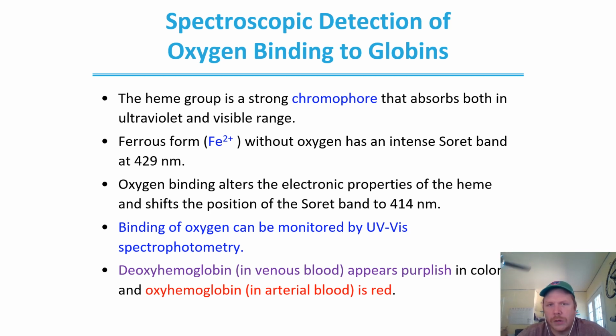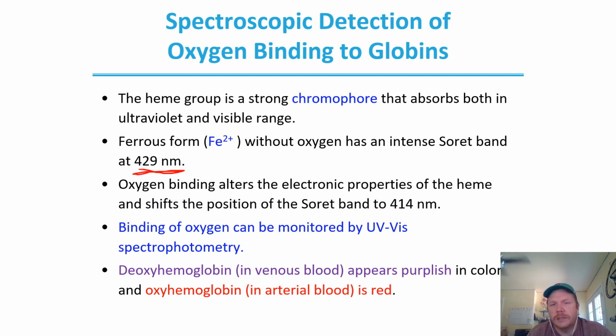So one of the things that you can do in order to evaluate myoglobin and oxygen binding of myoglobin is to use spectroscopy. The heme group is a very strong chromophore, so that's actually going to absorb UV and visible energy, energy in the visible light spectrum. Now, the ferrous form, Fe2+, without any oxygen, has a very intense Soret band at 429 nanometers.